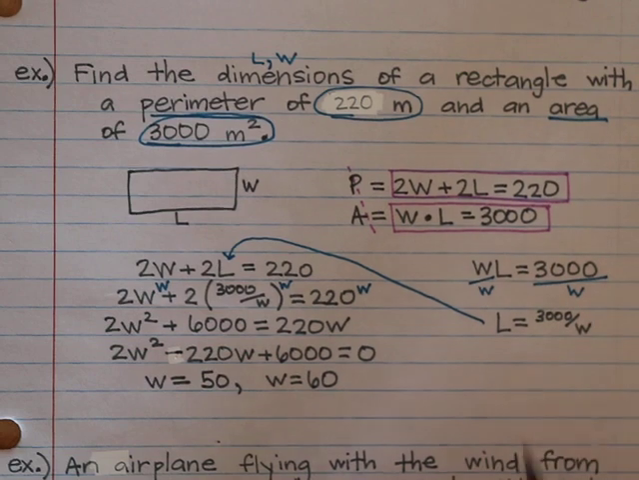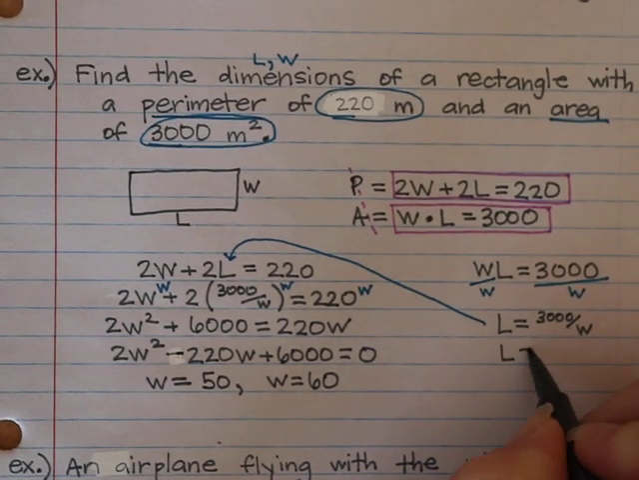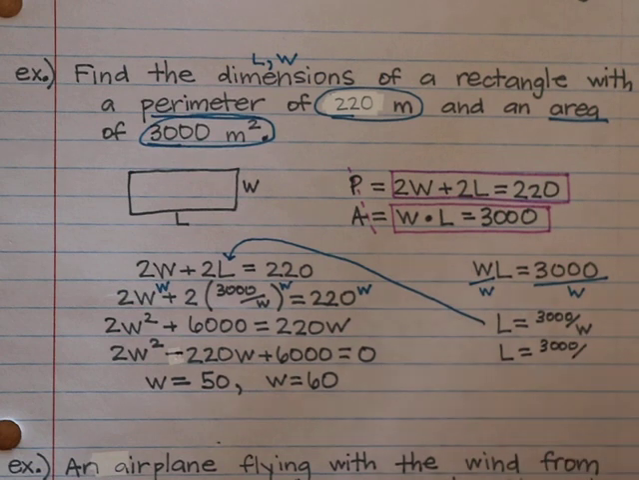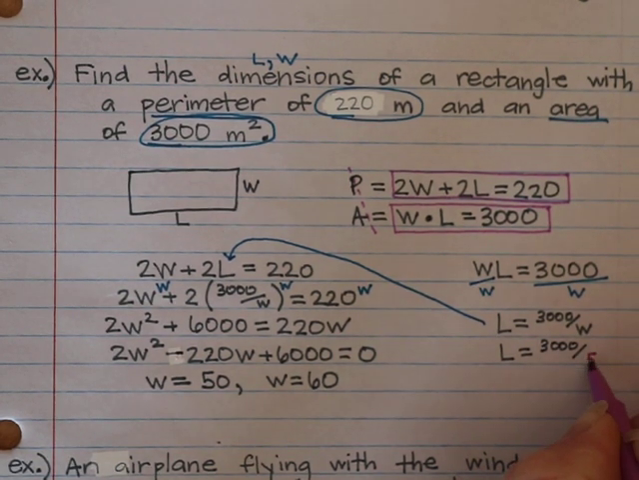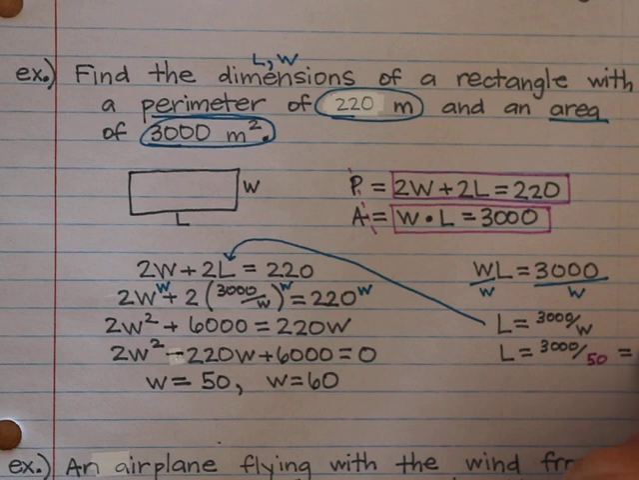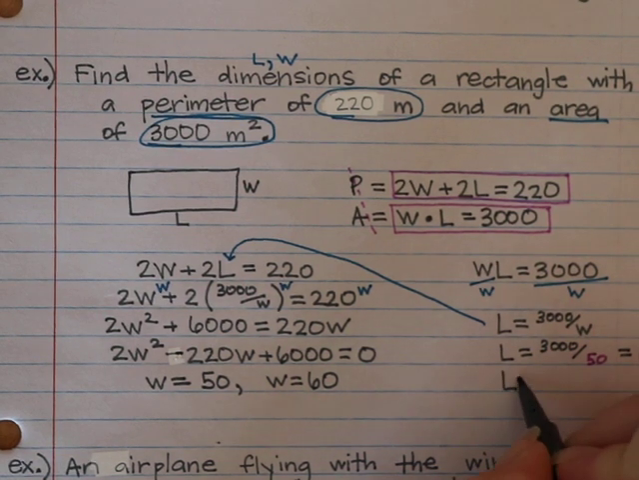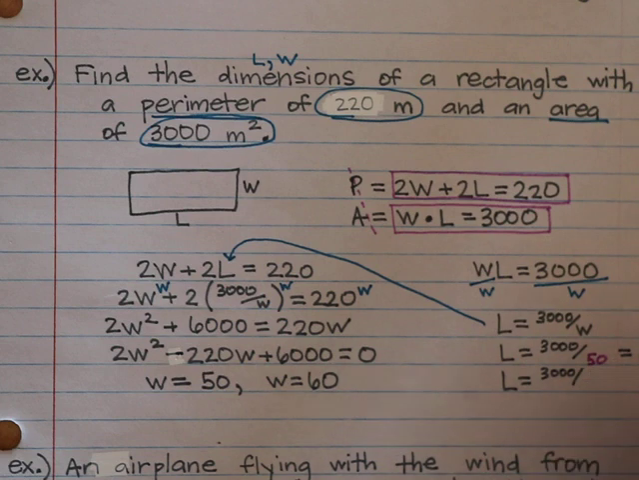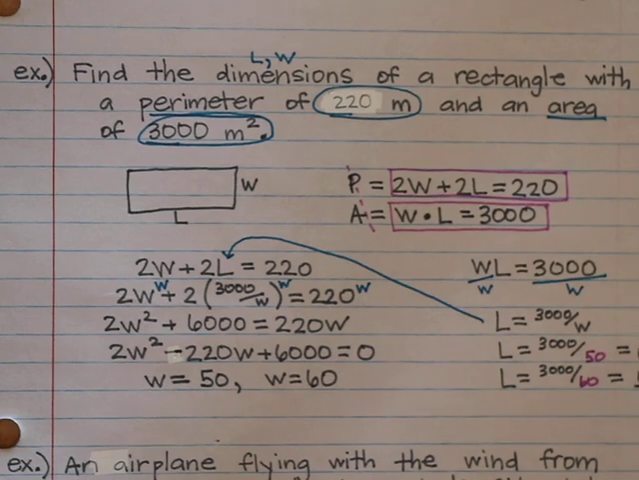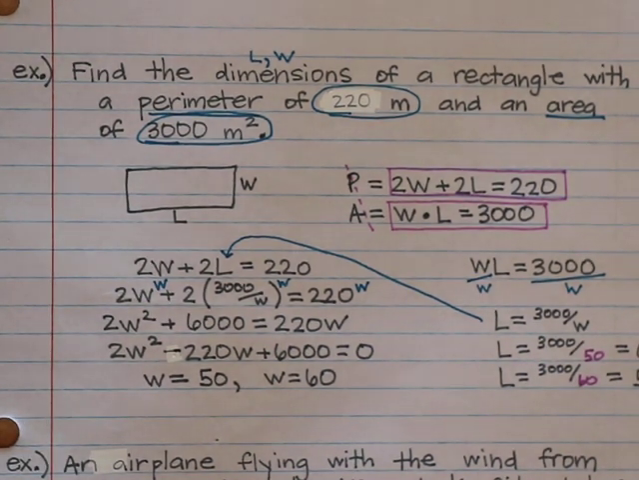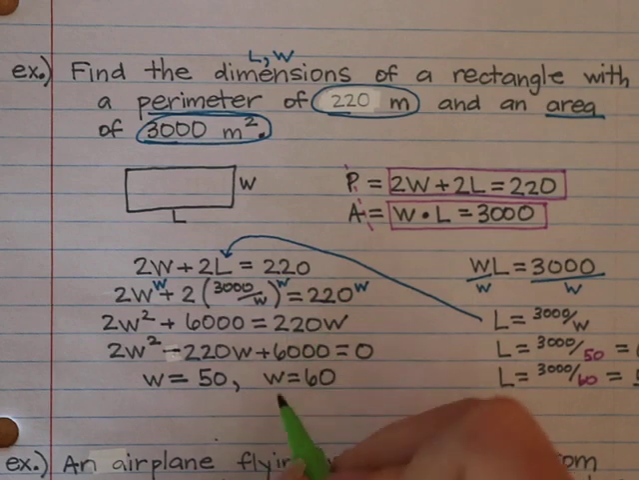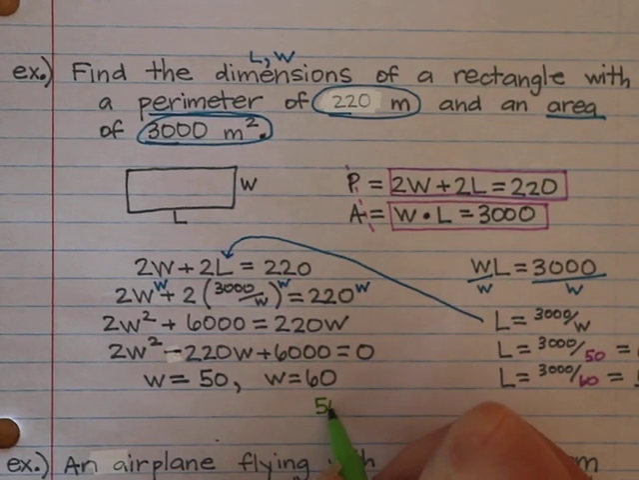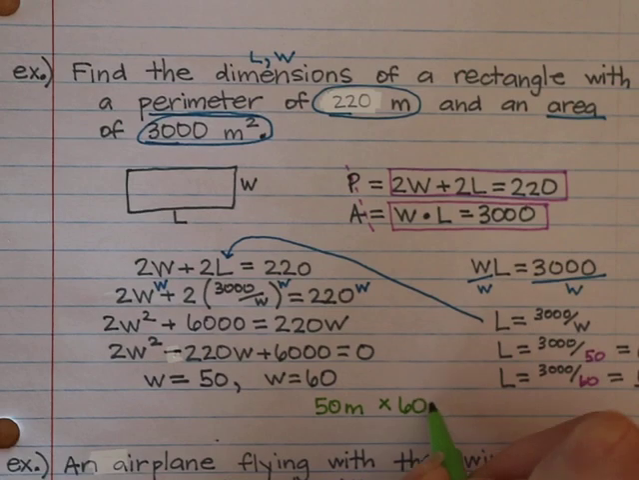If W is 50, then L is 60. And if W is 60, then L is 50. So the moral of the story is, our final answer, the dimensions of this rectangle, is 50 meters by 60 meters.